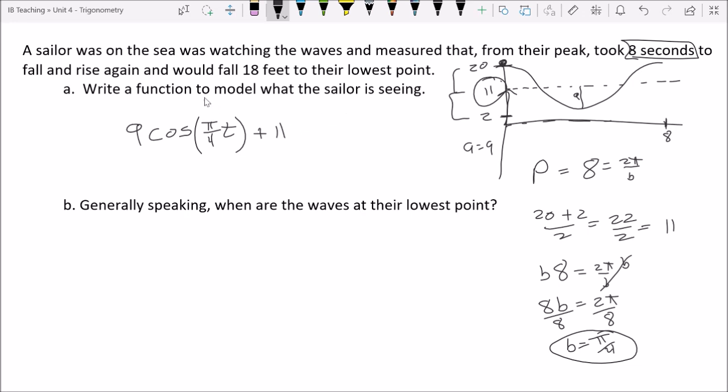They asked us to write a function. This is an expression, so I'm going to put height equals. All right, there's a good little equation.